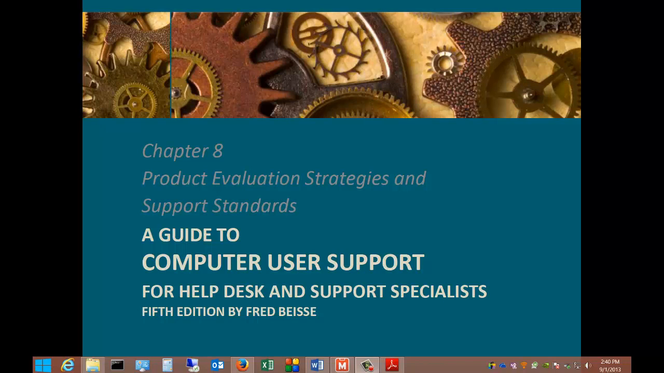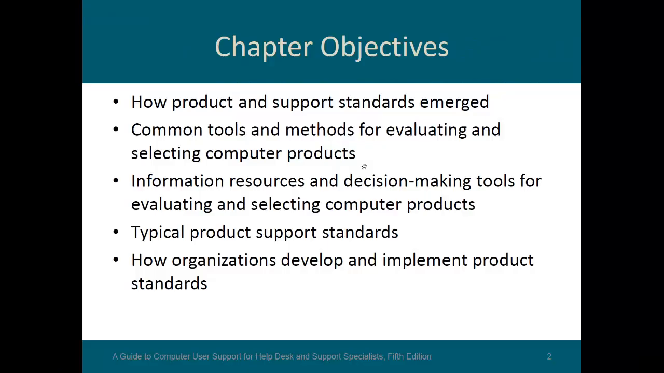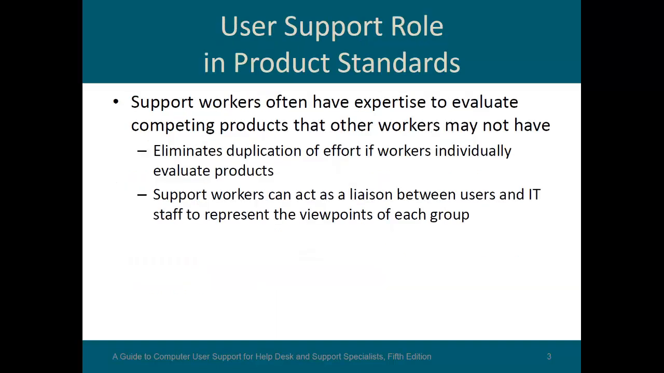We are on Module 5, and we are going to cover Chapter 8, Product Evaluation Strategies and Support Standards. Our objectives will be how product and support standards emerged, common tools and methods for evaluating and selecting computer products, information resources and decision-making tools for evaluating and selecting computer products, typical product support standards, how organizations develop and implement product standards.